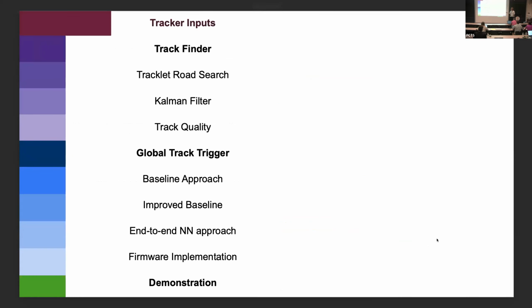So that's the structure of the rest of the talk. I'll talk a bit about the tracker inputs and how we make it all possible. I'll talk about our track finding algorithm and a couple of stages of doing that. And then I'll go into vertex finding and how we look to do that, and then some improvements to that as well.